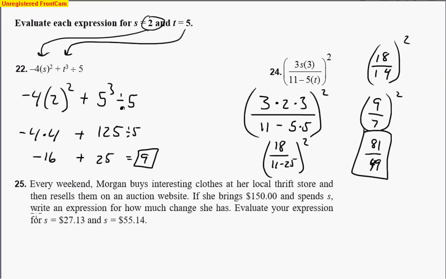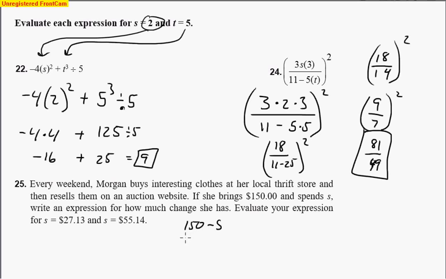Looking at this last one here, it says, every weekend Morgan buys interesting clothes at her local thrift store and then resells them on an auction website. If she brings $150 and spends S, write an expression for how much change she has.